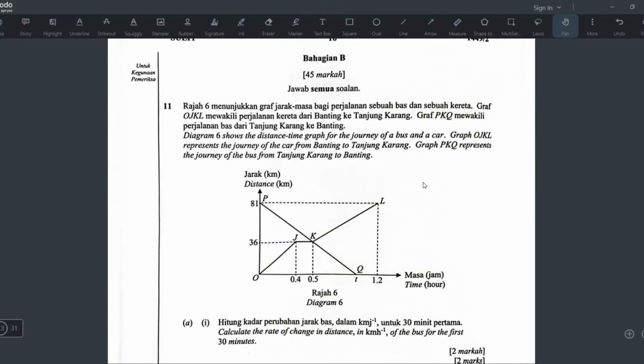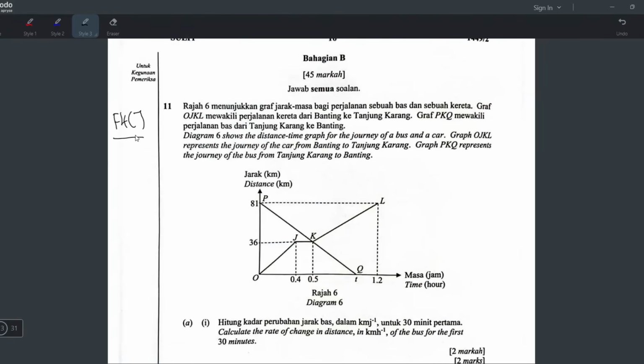Okay, now let's do bahagian B. So jawab semua soalan. Okay, number 11. By the diagram, I know already it's from form 4 chapter 7. This is called graph of motion. Dalam bahasa Melayu, graph gerakan.